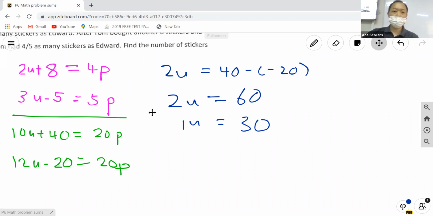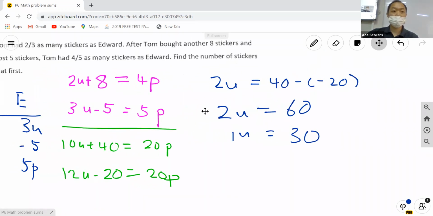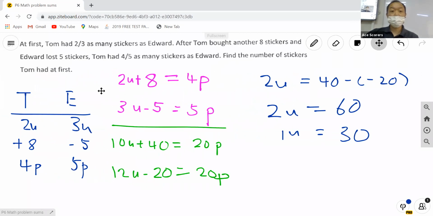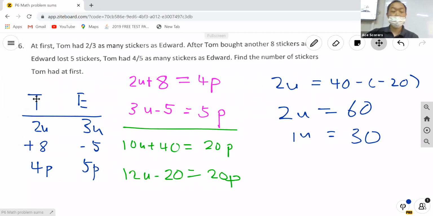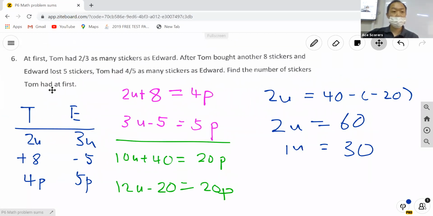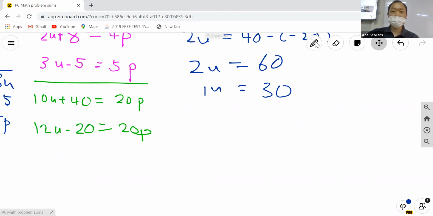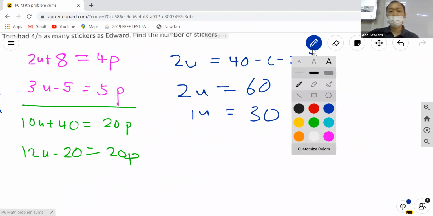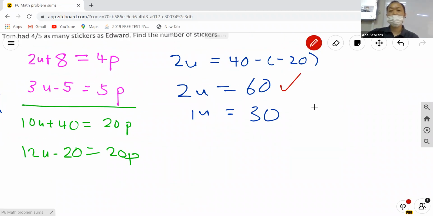So then we go back to our question. Find the number of stickers Tom had at first. So basically we're talking about the total number Tom had at first, right? It's 2 units. So 2 units is 60. That is the answer.